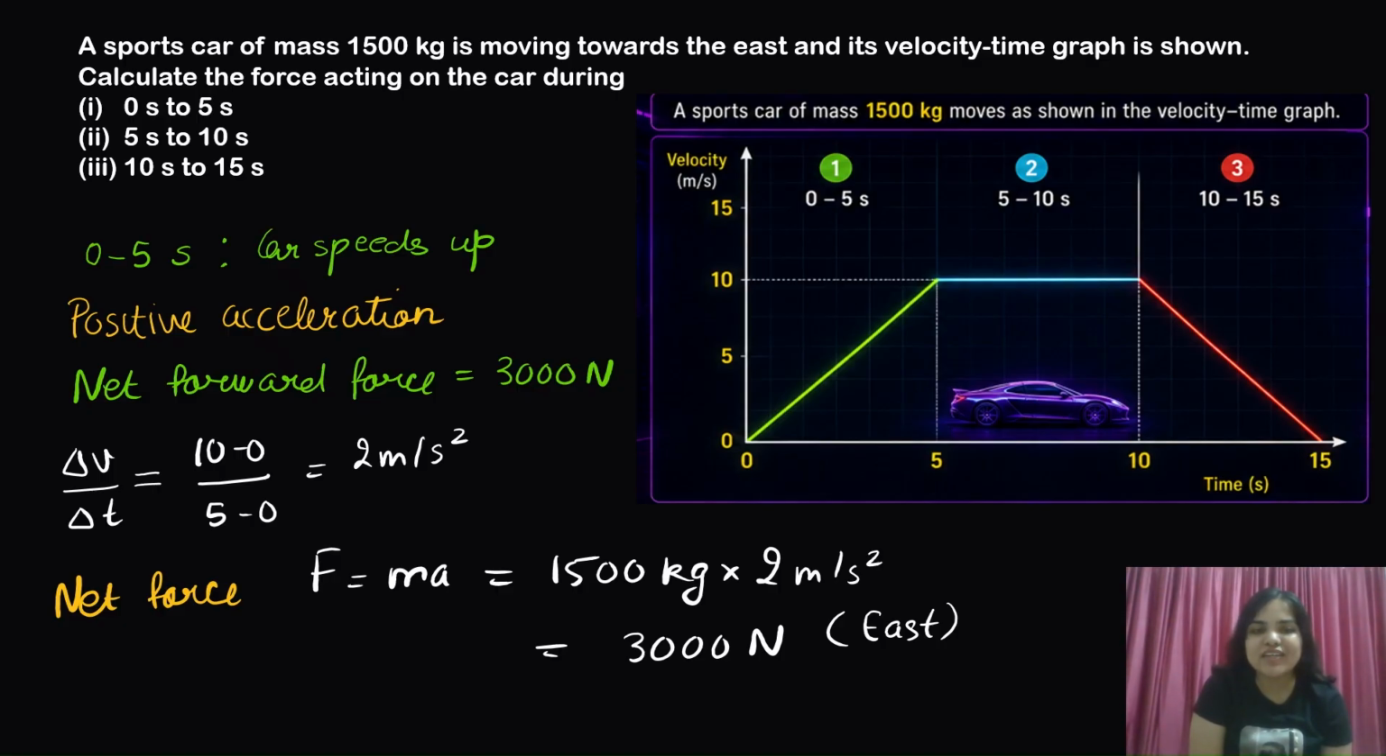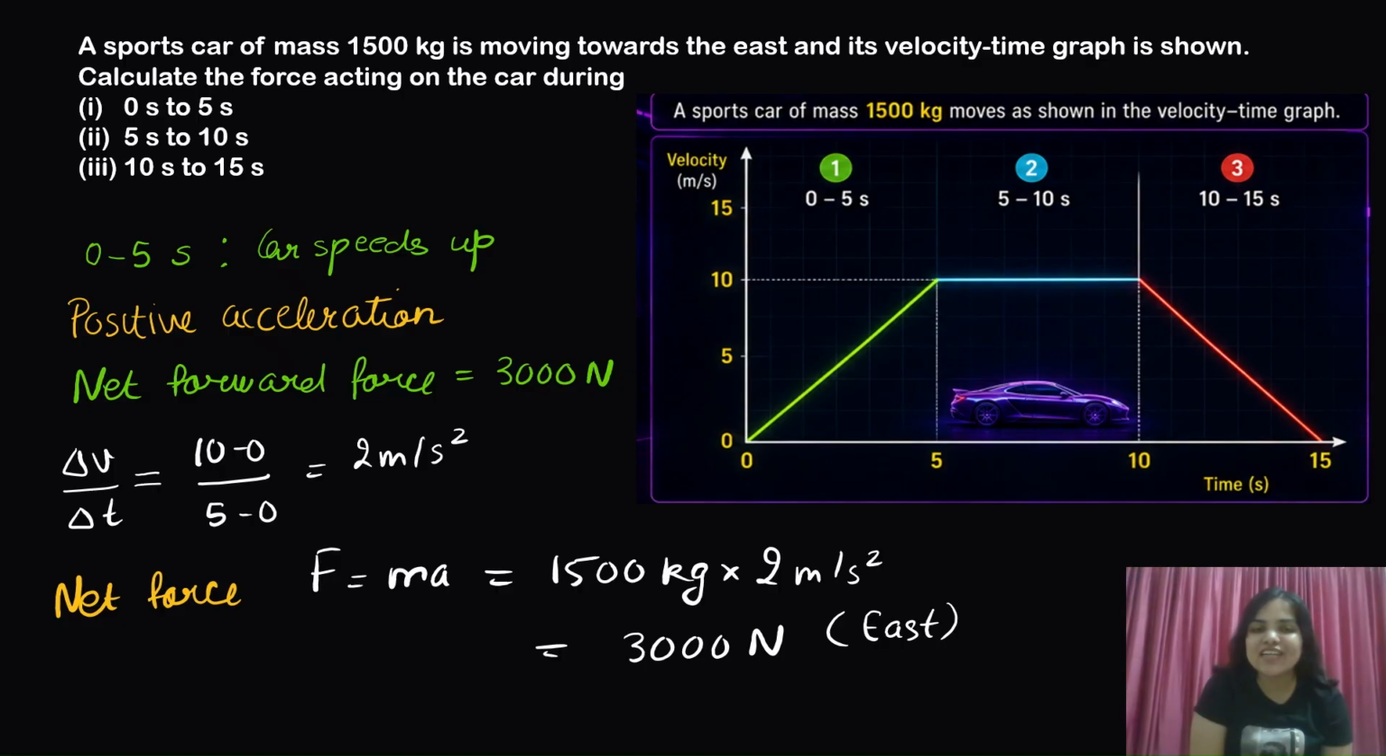Step 1, we will find the positive acceleration. Acceleration is given by the change in velocity upon change in time, that is 10 meter per second minus 0 meter per second upon 5 second minus 0 second. So acceleration comes out to be 2 meter per second square.